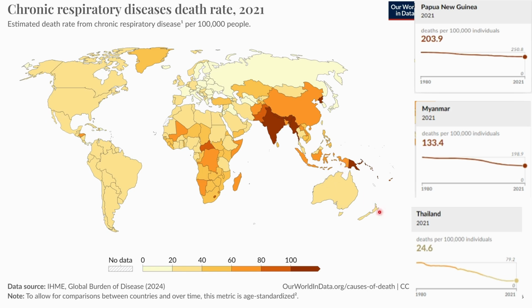If you look at Myanmar also, it has a slightly bigger risk. But if you look at Thailand, it is much better. It's in the second category only. It's just 24 people among 100,000 who have died because of chronic respiratory diseases.